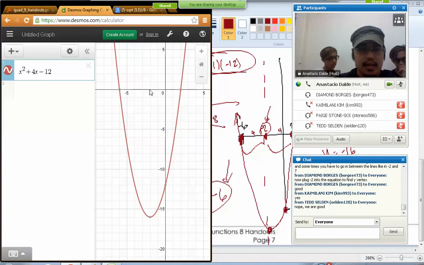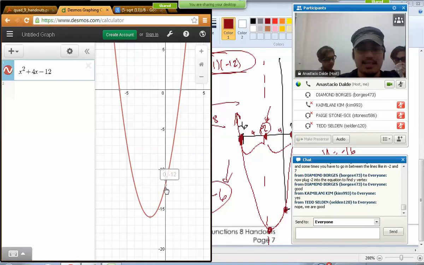That x-coordinate, if you can find the average between the two x-intercepts, that will give you the x-coordinate of the vertex. Because look, the vertex is this point right here. And the x-coordinate tells you where this thing lies. All you got to do is plug that negative 2 back into your original equation, and you figure out what it is. So look, it crosses at negative 6 and positive 2. We figured that out using the quadratic equation.